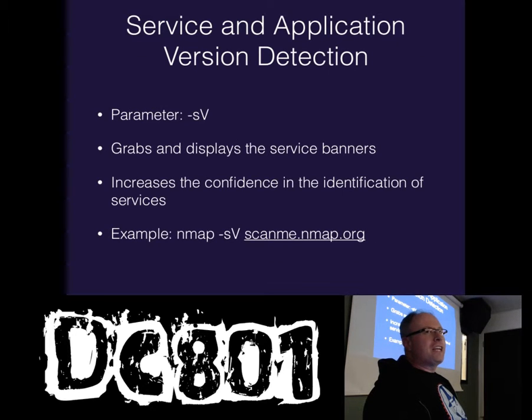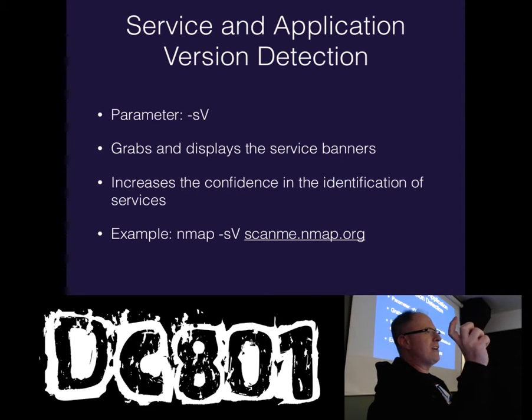Now, after port scan, there are more port scans than this, but I think those are the fundamental ones and some interesting ones. Again, the next step Nmap goes into is service and application version detection. Basically, whenever you connect to a service, usually that service will have a little banner, right? It'll say, hey, I'm OpenSSH version whatever, right? What Nmap does is it grabs that banner.